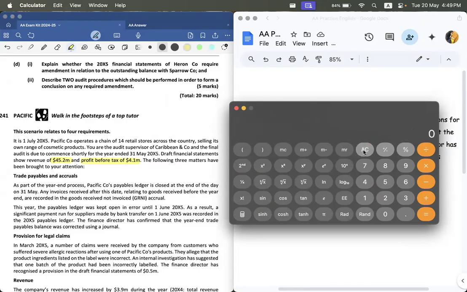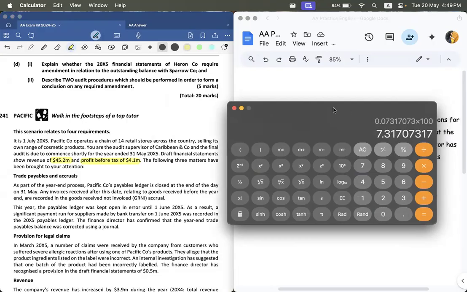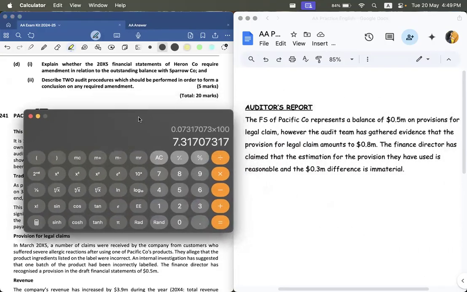So let's see. I'm going to take 0.3 million divided by 4.1, into 100. So how many percentage is it? 7.3 percentage. So tell me, is it material? Yes, it is material.